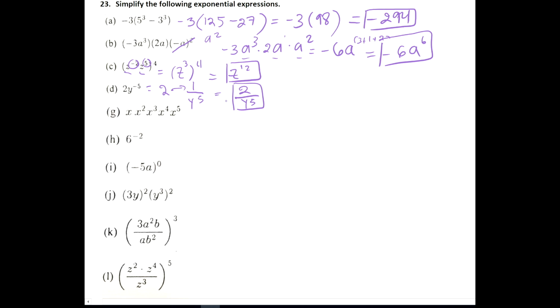For the next one, notice in part G we have the same base and they're all multiplied together, and there's an invisible power 1 here. In this case, I can just add up all of the exponents: x to the 1 plus 2 plus 3 plus 4 plus 5, and that is equal to 15. Alright.